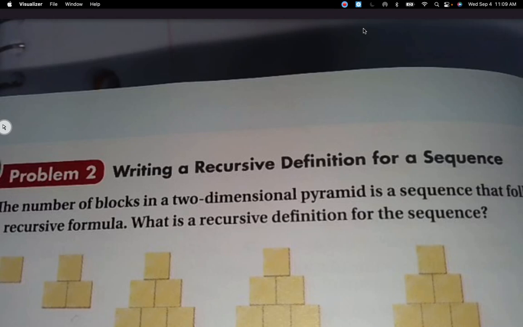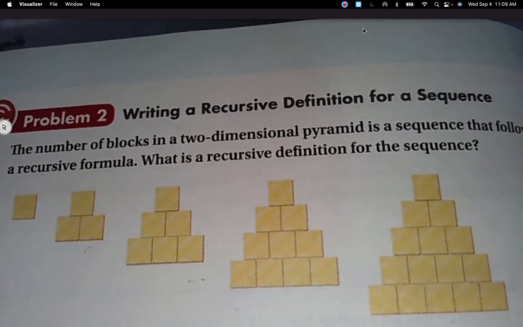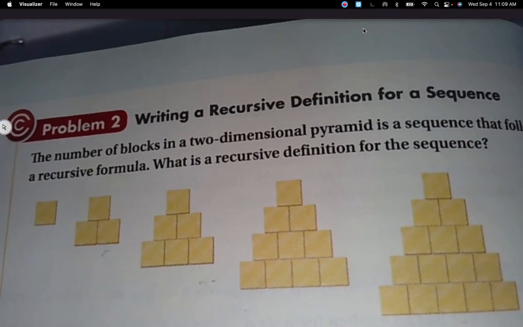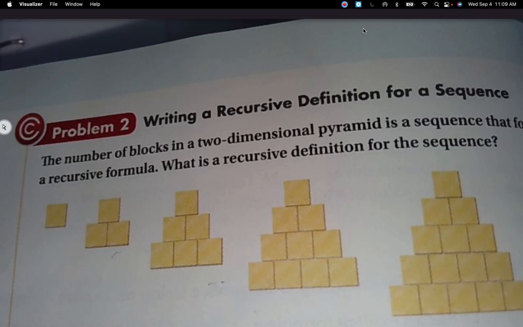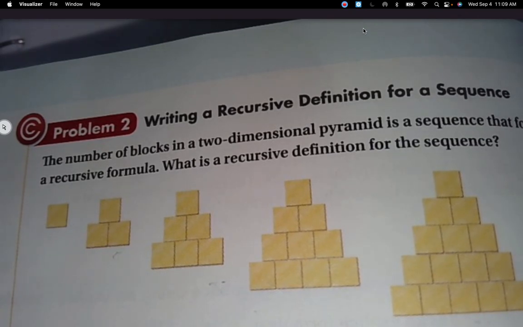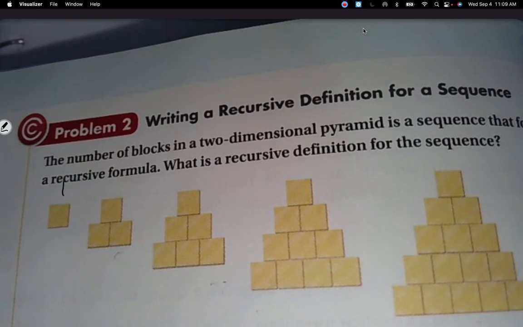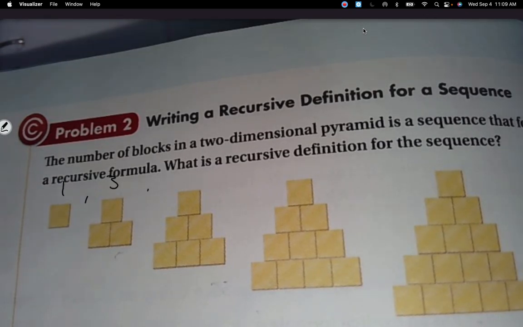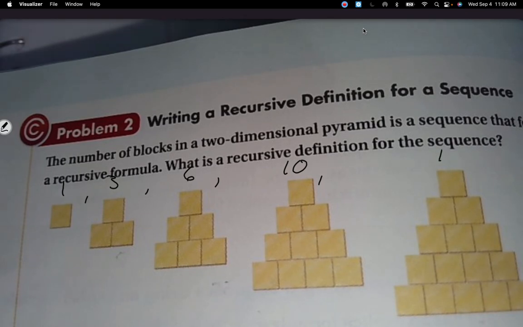So this one, all right, they want us to write a recursive formula. Let's look at our numbers. We've got 1, then what's our next number? 3. What's our next number? Okay, let me just write this. 1, 3, 6, 10. Oh, that's 15. I'm just trusting you.